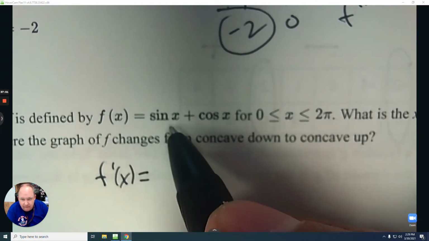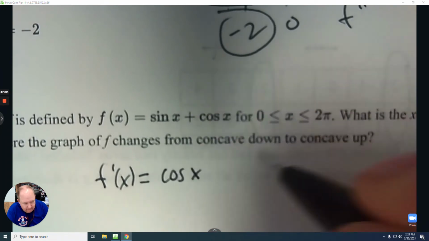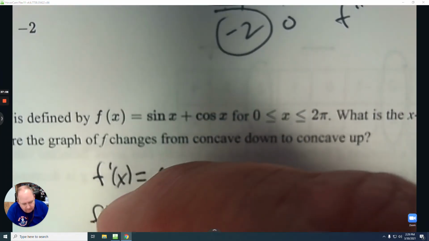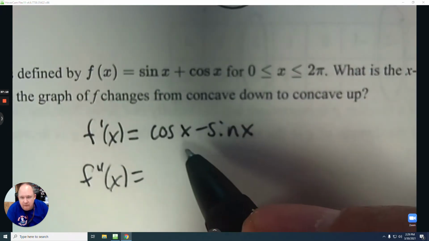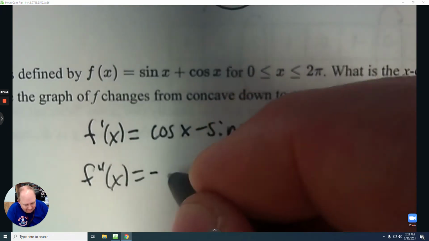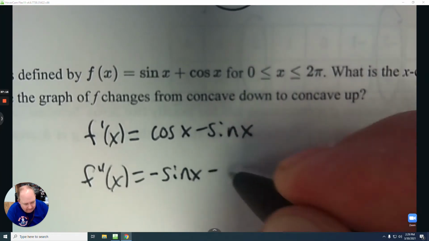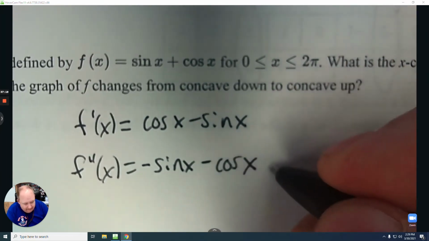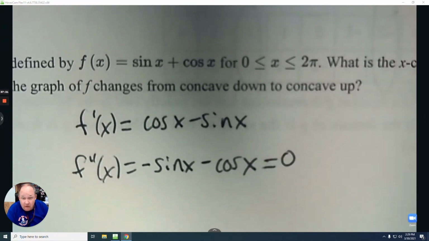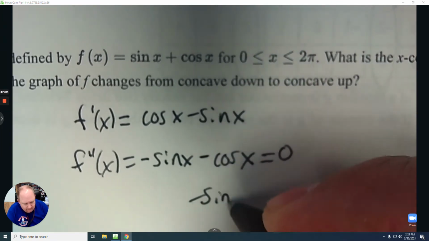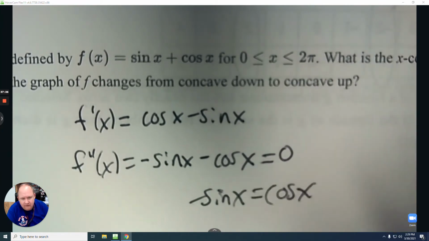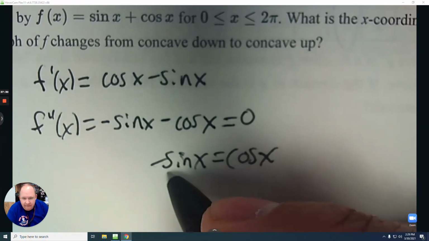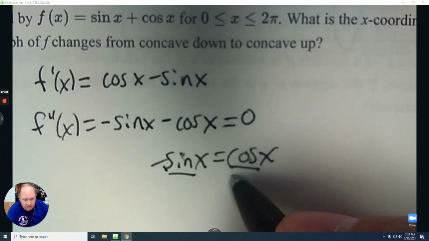The derivative of sine is cosine, and the derivative of cosine is negative sine. Then we do the second derivative. The derivative of cosine is negative sine, and the derivative of sine is cosine, but it was already negative, so it stays negative cosine. We make it equal to 0 and solve it. I need to understand my unit circle a little bit. I'm going to add cosine x.